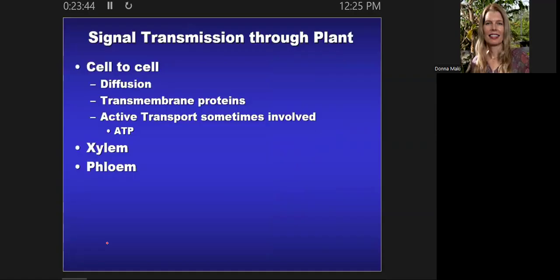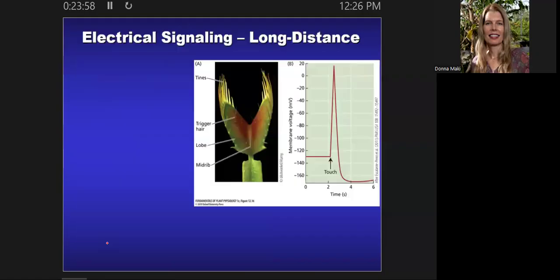So we have cell to cell, xylem, phloem. So hormones definitely can be transported through all these mechanisms. There are other things going on though that plants use as a way to transmit signals, and that's through electrical signaling. And it can be something very localized, like with the Venus flytrap here. So it's just within those modified leaves that you get this relatively quick electrical signaling going on there. That's an example of a fairly quick response through electrical signaling.